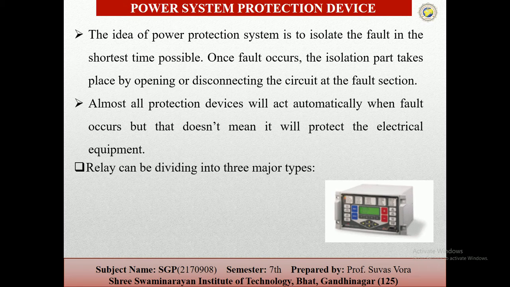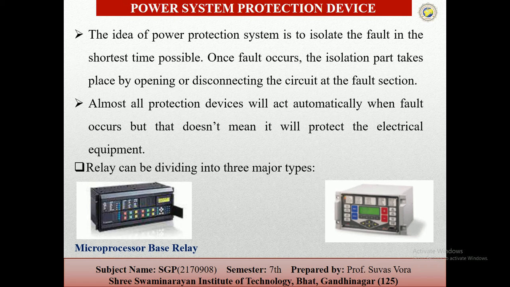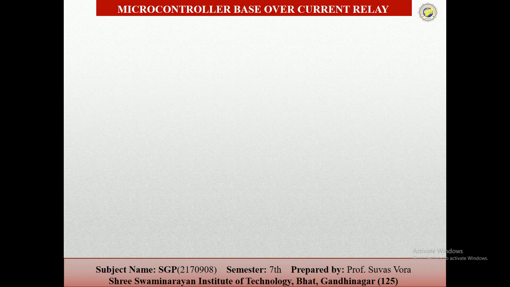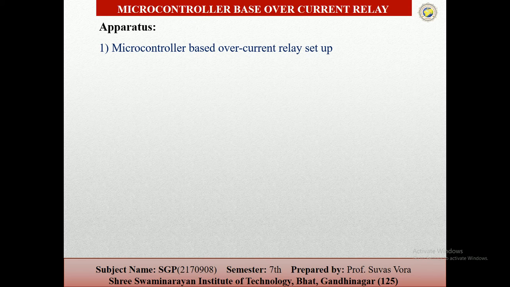So relays can be divided into three major types. The first one is the microprocessor based relay, then the time delay relay, and the numerical relay. In this practical we will study the microprocessor based relay. So here, the apparatus, the components required: the first one is the microcontroller based overcurrent relay setup, then connecting wires.